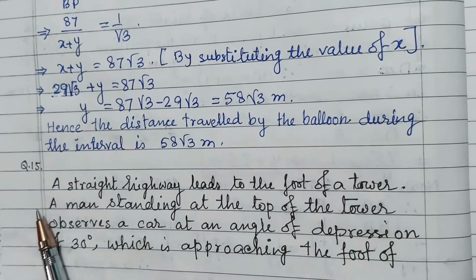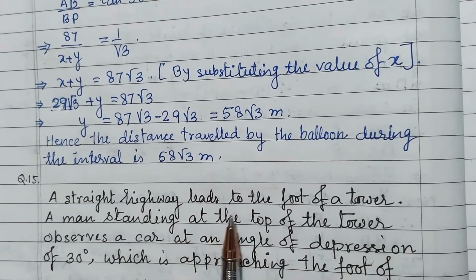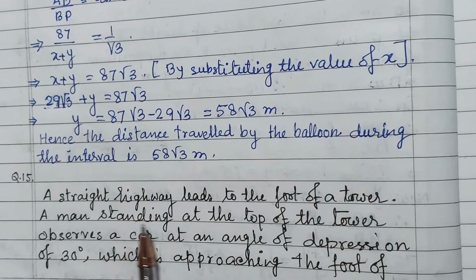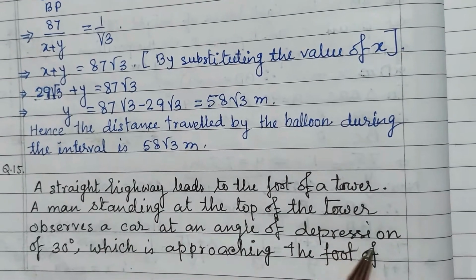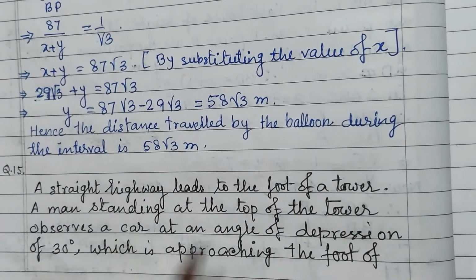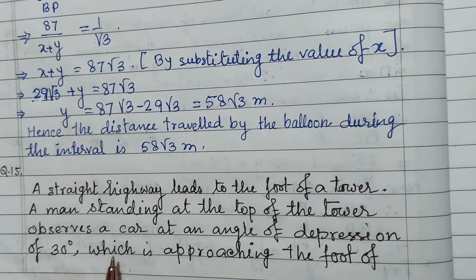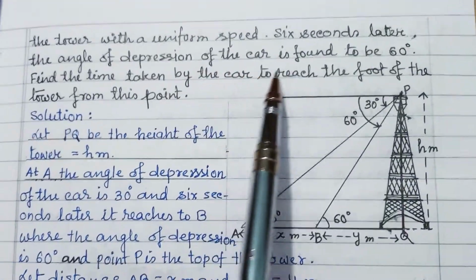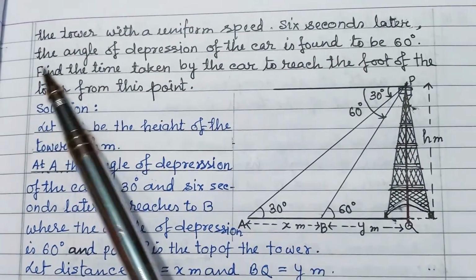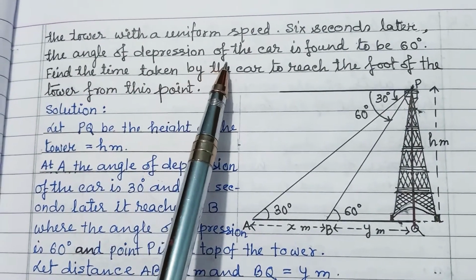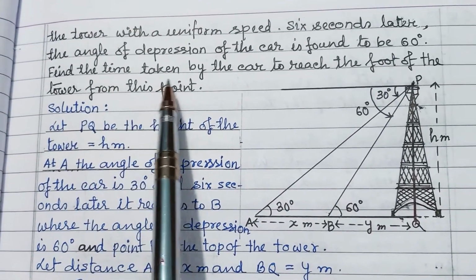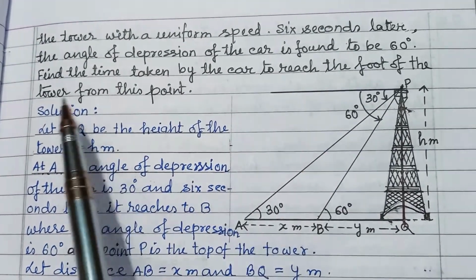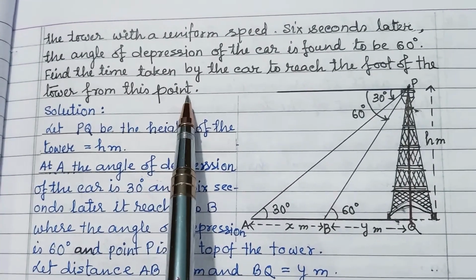Next question is question number 15. A straight highway leads to the foot of the tower. A man standing at the top of the tower observes a car at an angle of depression of 30 degree, which is approaching the foot of the tower with a uniform speed. 6 seconds later, the angle of depression of the car is found to be 60 degree. Find the time taken by the car to reach the foot of the tower from this point.